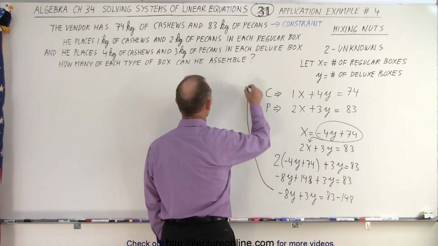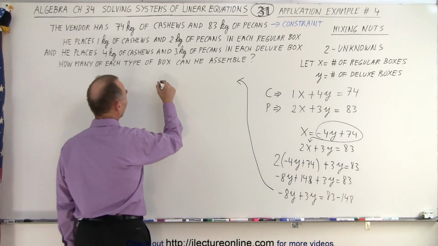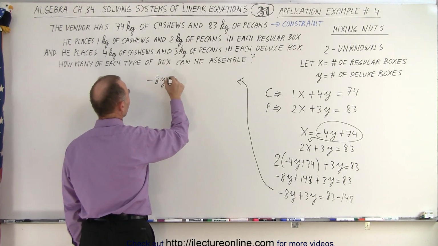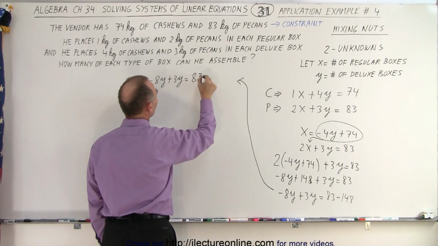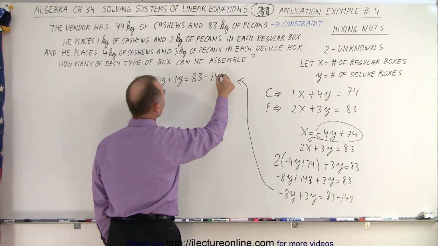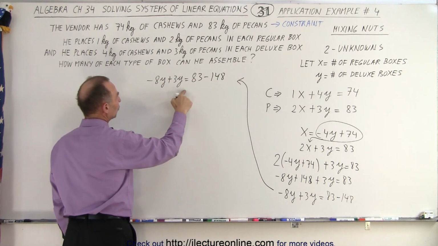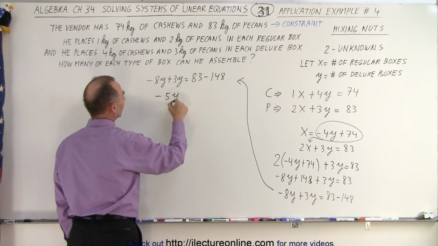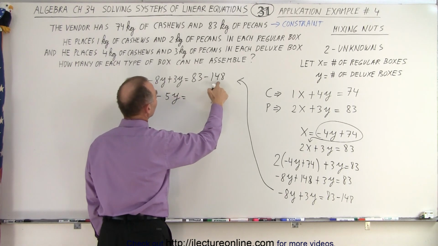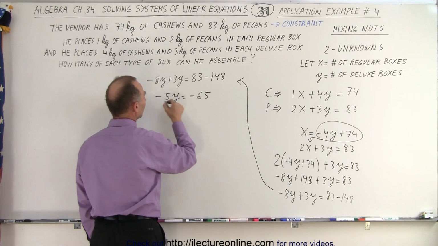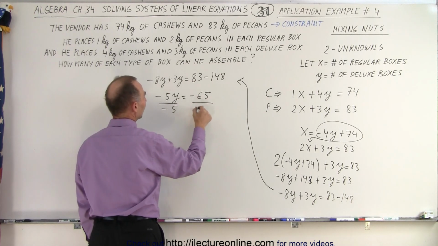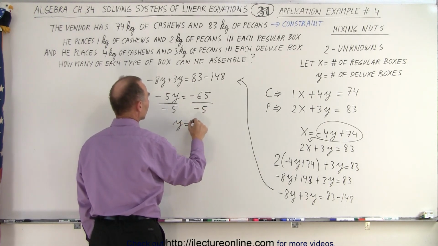So let's move that over here so we can continue. We have minus 8y plus 3y is equal to 83 minus 148. So let's combine these two. That gives us a minus 5y is equal to minus 65. Divide both sides by negative 5, and we get y is equal to 13.